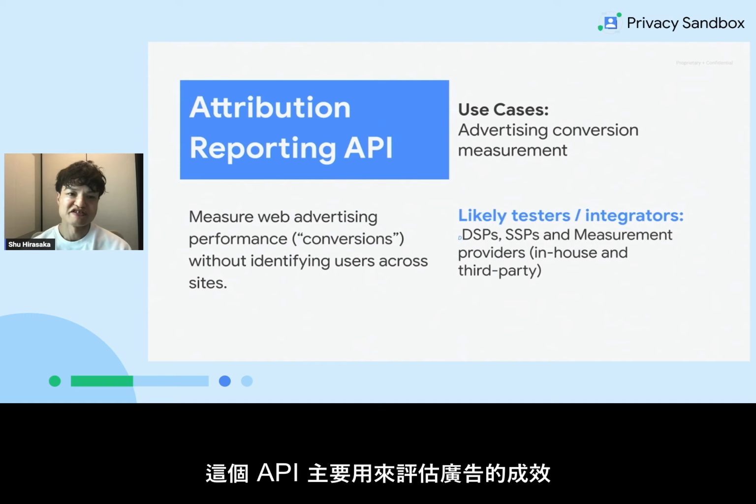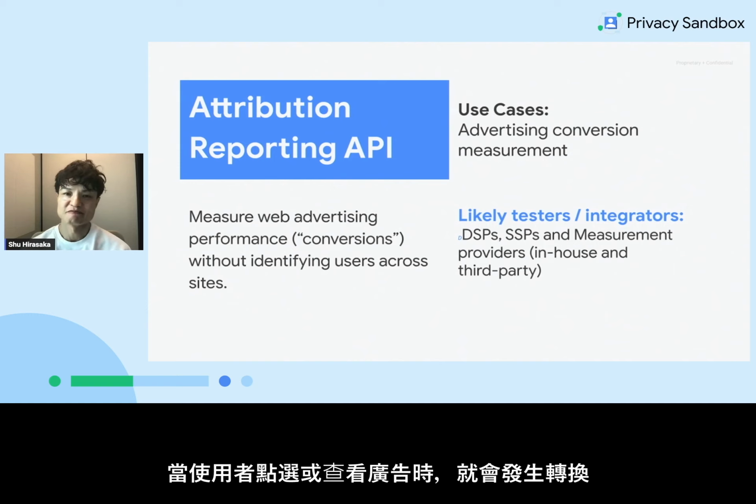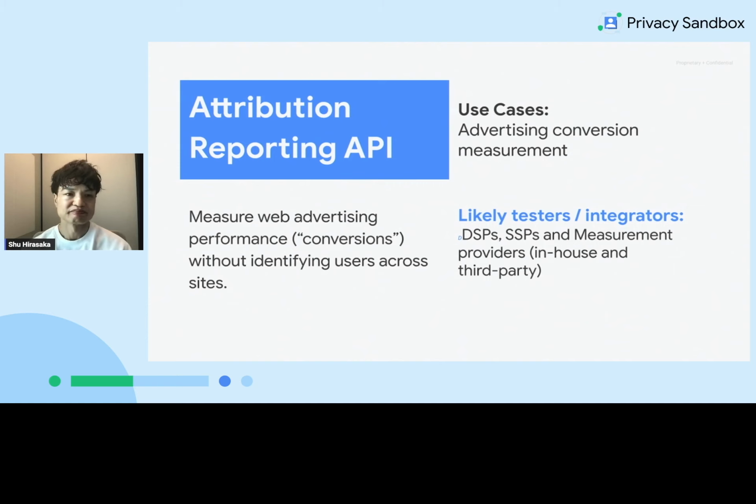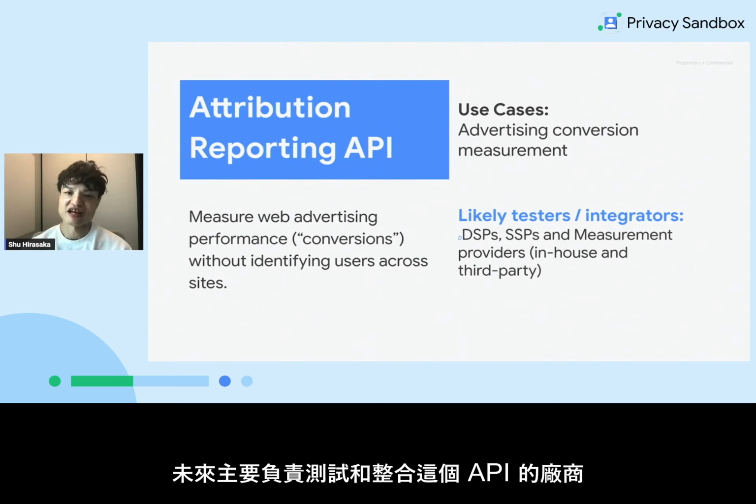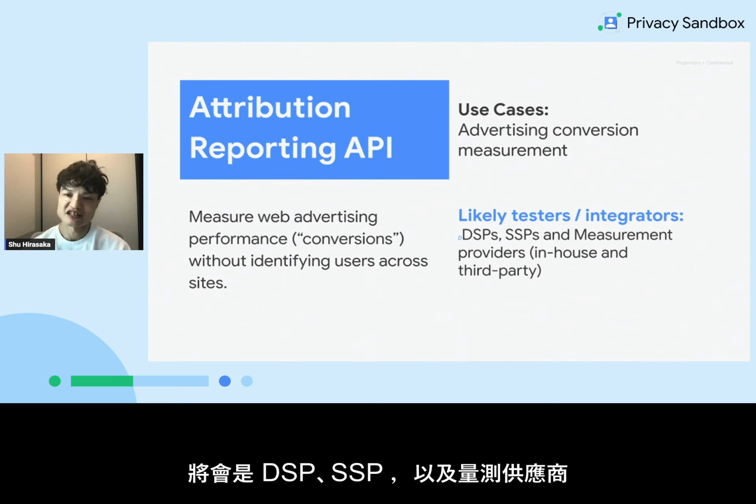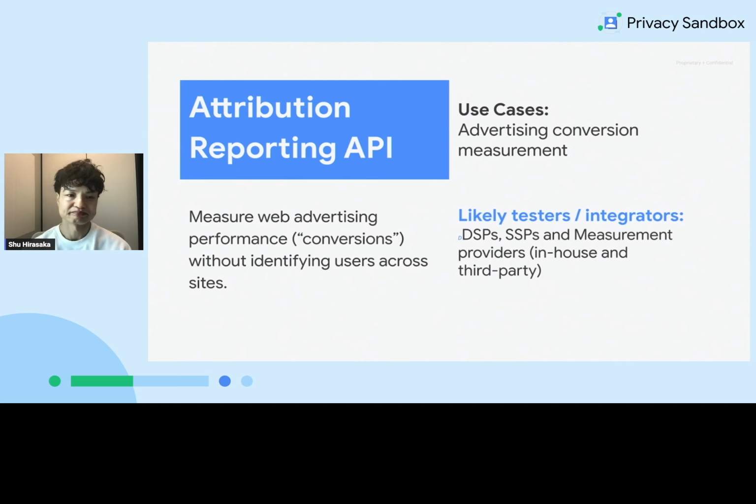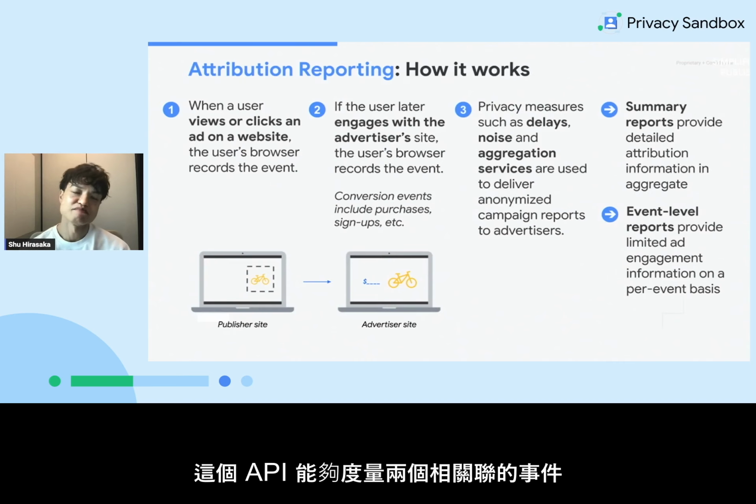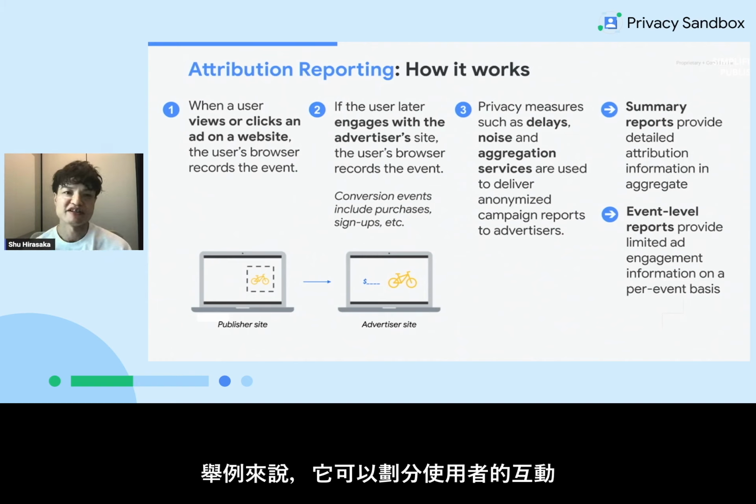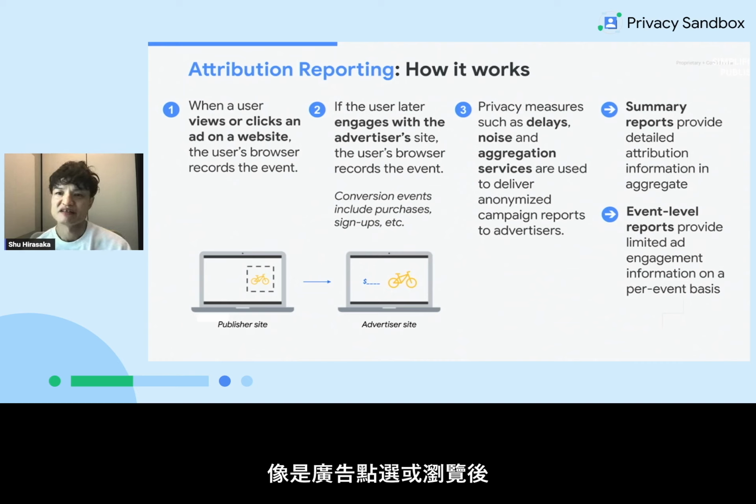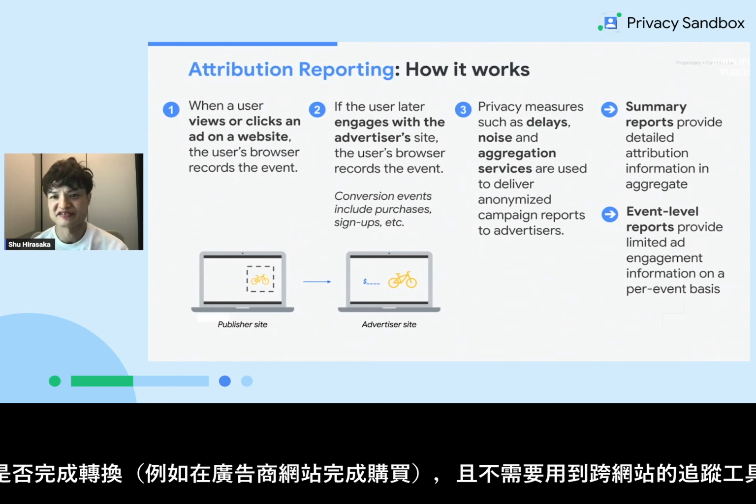This API measures the effectiveness of ads. When an ad is clicked or viewed, that leads to a conversion. The likely testers or integrators of these APIs will be DSPs, SSPs, and measurement providers. The API allows the measurement of two events that are linked together. For example, the ability to measure user actions, such as interactions where an ad click or view leads to a conversion, like a purchase on an advertiser site, without using cross-site identifiers.